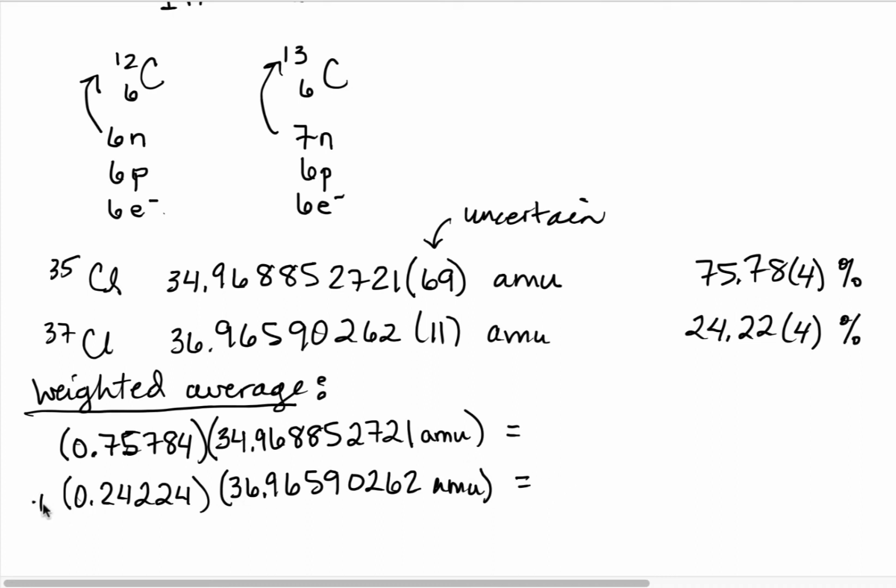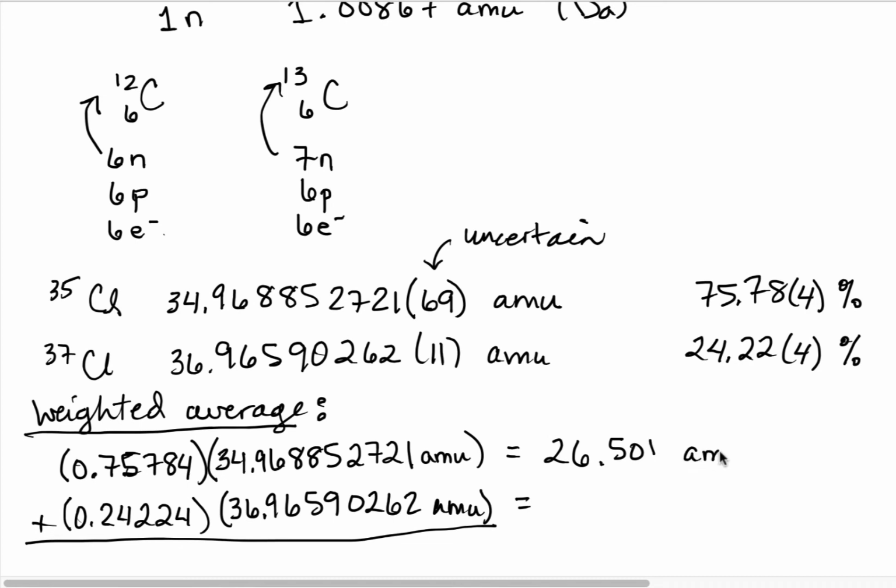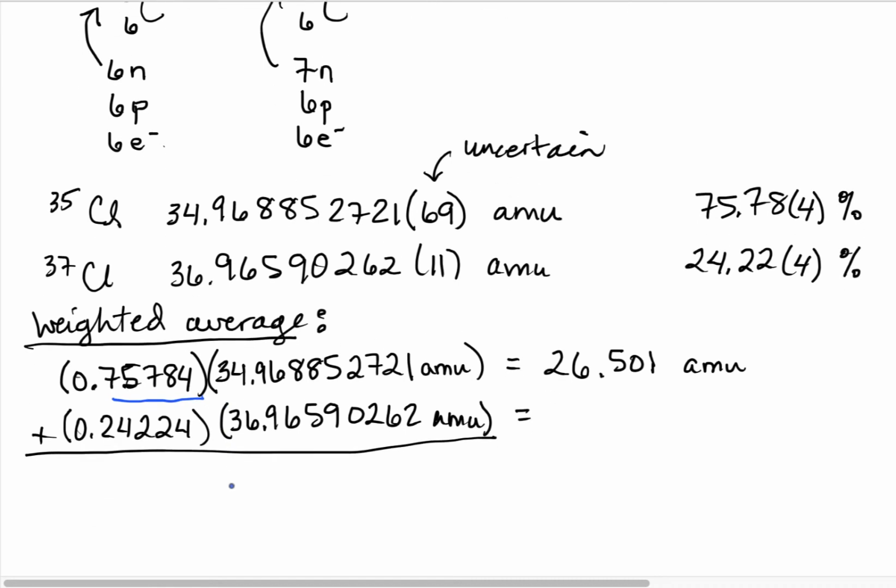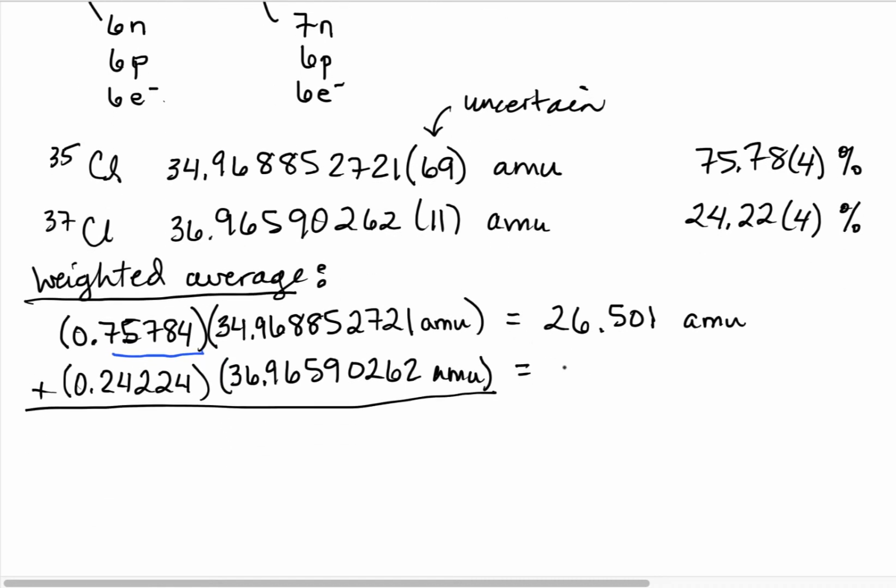And I'm going to add these together. So I will go ahead and show my work. When I calculate these, I get 26.501 atomic mass units with 5 significant digits from this number right here. And then I get 8.9546 atomic mass units from the second mass using 5 significant digits from the percent abundance.